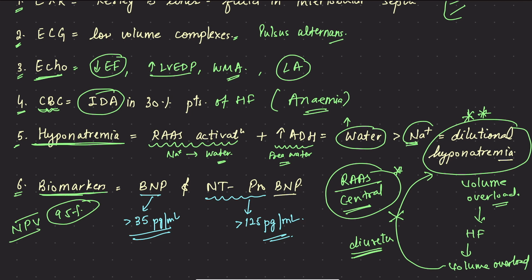Why? Because it is elevated in many other conditions also, like sepsis. It is elevated in COPD. It is elevated in CA. It is elevated in diabetes also, obesity also. Though obesity decreases BNP, there are many other conditions in which there is elevated BNP.